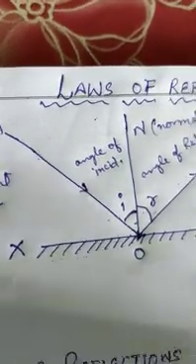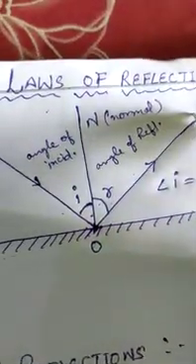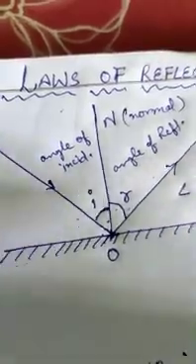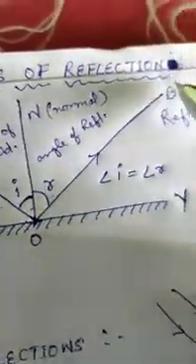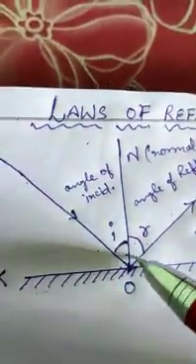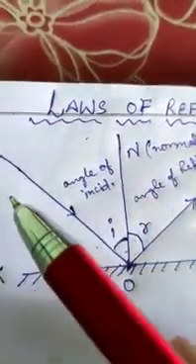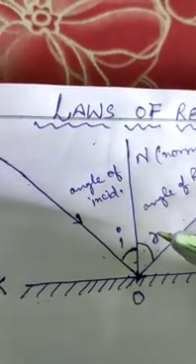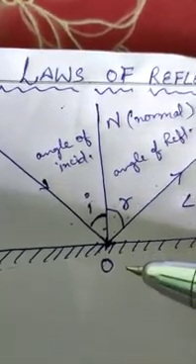Now what is the reflected ray? The ray of light which bounces back after striking the reflecting surface XY in the same medium is called the reflected ray. OB is the reflected ray. Both will be reflected in the same direction, meaning the angle formed between them should be the same.